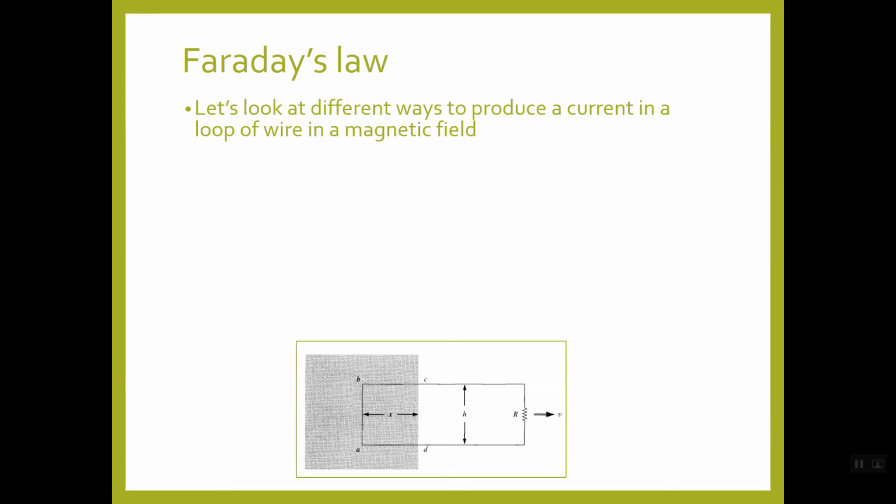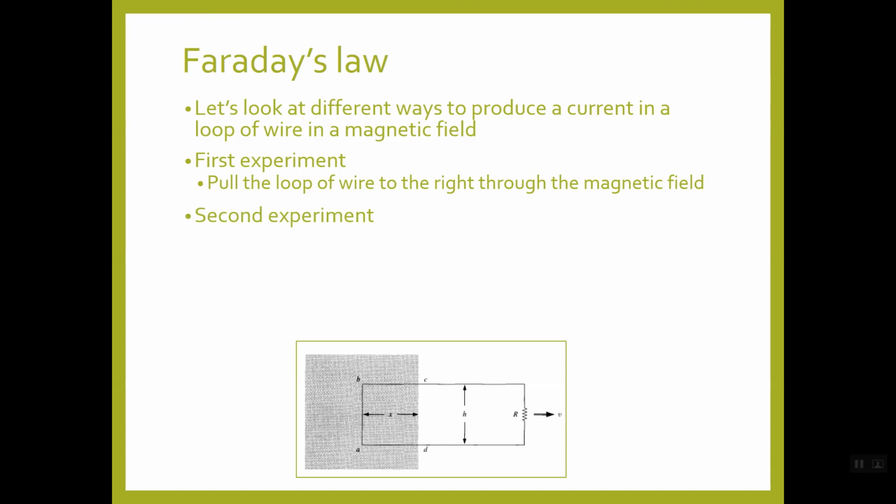So let's look now at the different ways to produce a current in a loop of wire in a magnetic field. So we have a first experiment that we can do, a first way to produce the current. We can pull the loop of wire to the right through the magnetic field. That would induce a current in the loop of wire.